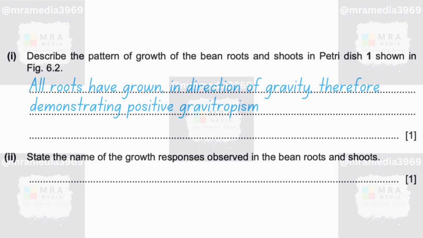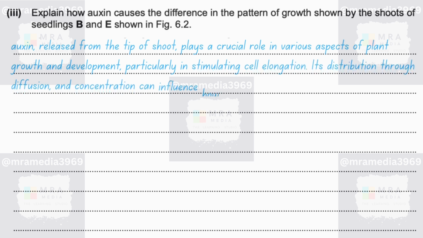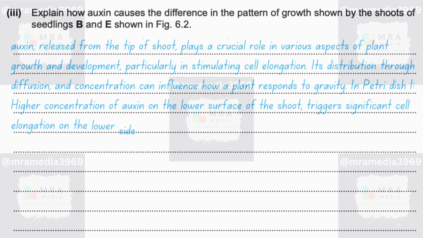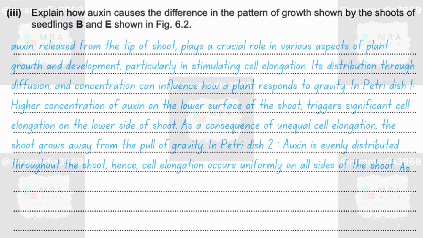State the name of the growth responses observed in the bean roots and shoots. Gravitropism. Explain how auxin causes the difference in the pattern of growth shown by the shoots of seedlings B and E shown in Figure 6.2. Well, auxin, a plant hormone released from the tip of shoot, plays a crucial role in various aspects of plant growth and development, particularly in stimulating cell elongation. Its distribution through diffusion and concentration can influence how a plant responds to gravity.